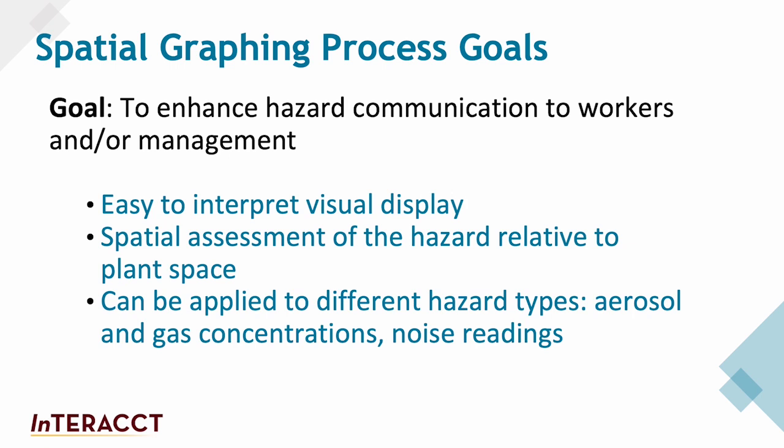The primary goal of the spatial graphing process is to enhance your communication of hazards to workers and/or management. As such, it is another tool that can be very useful for demonstrating exposures spatially over large areas within a plant, for example. Once the graph has been made, as you will find out, they are easy to interpret and readily allow for an assessment of the hazard relative to the plant floor space.